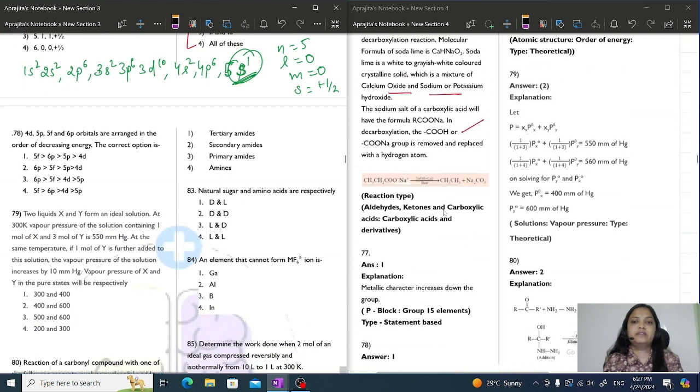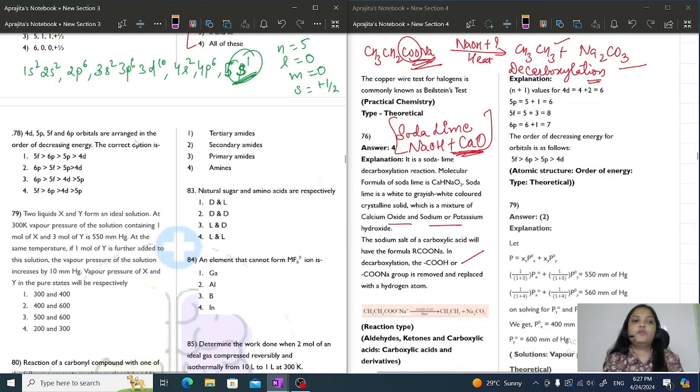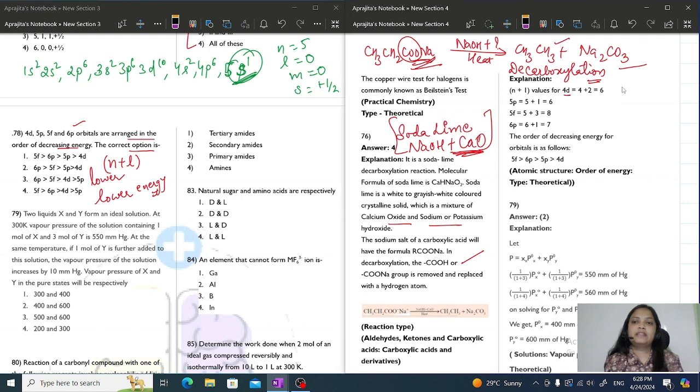Question number 78. 4d, 5p, 5f and 6p orbitals are arranged in order of decreasing energy. The correct option is? So if we need to find out the order of energy, we must look at the value of n plus l. Lower the value of n plus l, lower would be the energy. So for 4d, the value of n is 4 and value of l is 2. So 4 plus 2 is 6. For 5p, similarly, it's 5 plus 1, which is 6. For 5f, it's 5 plus 3, which is 8. And for 6p, it's 6 plus 1, which is 7.